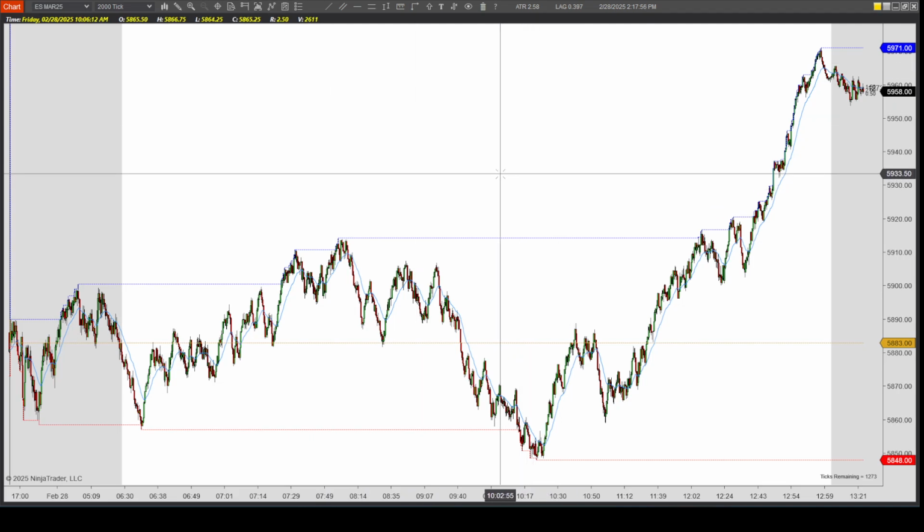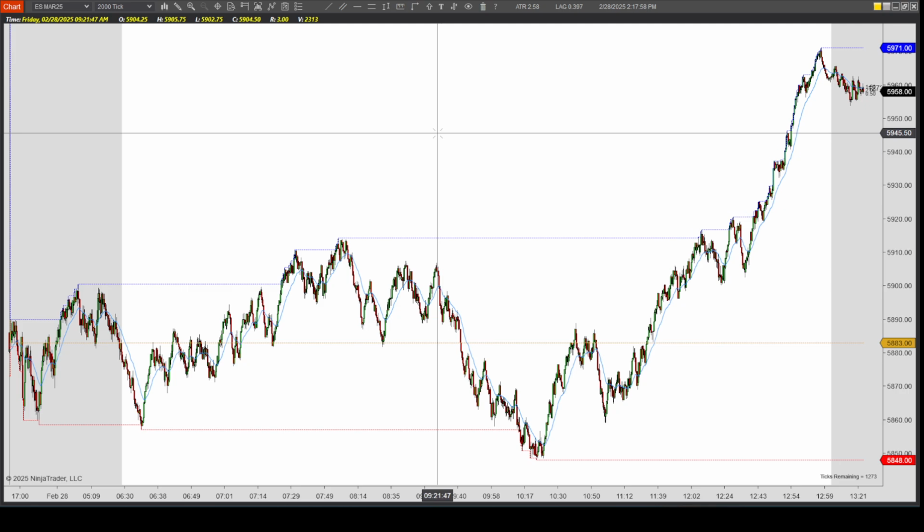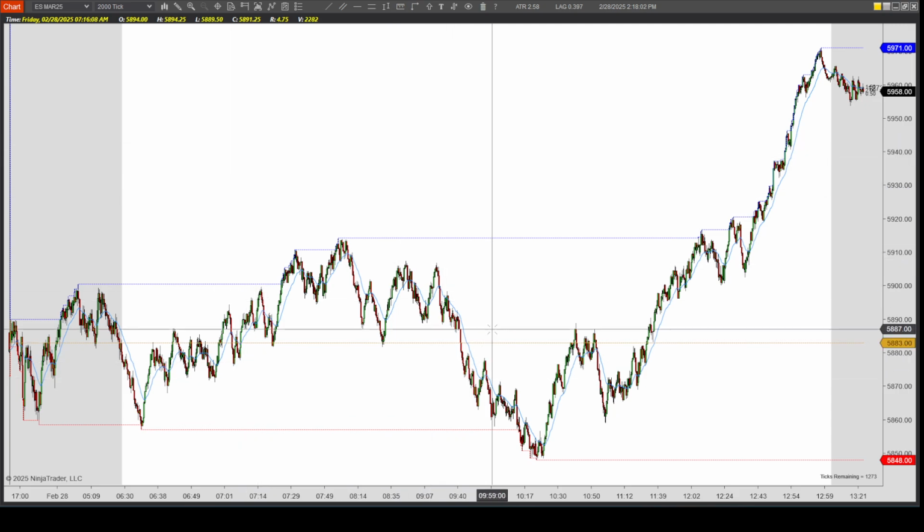February 28, 2025. This is the S&P 500 E-Futures Mini on the 2000 tick chart using NinjaTrader 8. This is what the chart looked like today.